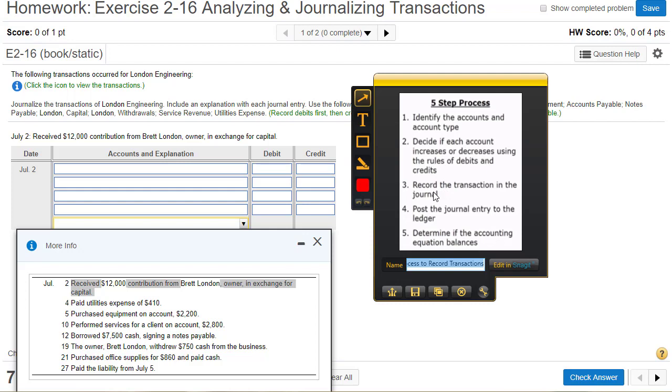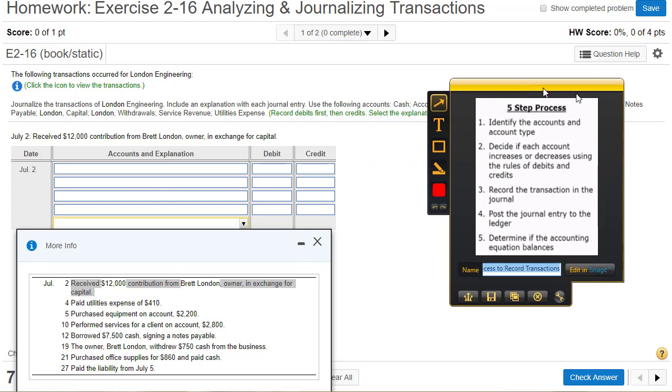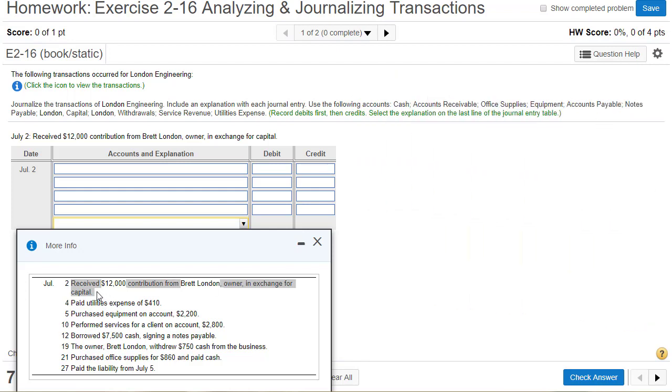So I like to do this method too, except I like to just take 1 account at a time. In other words, figure out what account, the easiest account to figure out what type it is, and then figure out if it's going to go up or down, and figure out if that's the debit or the credit. So let's talk about this transaction. The company received $12,000 cash. And why did they receive it?